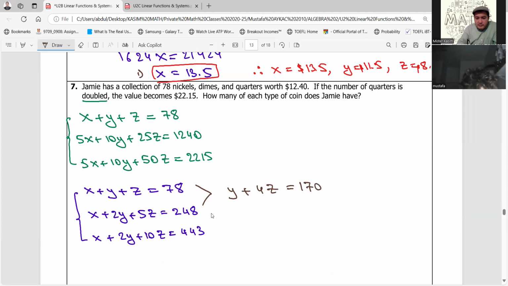And now here, in the same way, if you subtract this, it becomes even much faster because x and x cancel, and the y terms are the same. 10z minus 5z, here we have 5z, which is equal to 443 minus 248, which is equal to 195. And now if you divide both sides by 5, I can get the value of z, which is equal to 39, right?